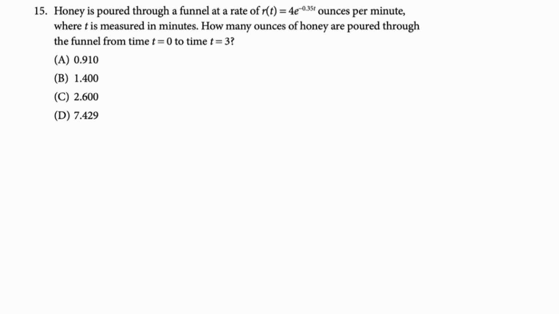15. Honey is poured through a funnel at a rate of R of t equals 4e to the negative 0.35t ounces per minute, where t is measured in minutes. How many ounces of honey are poured through the funnel from time t equals 0 to t equals 3?